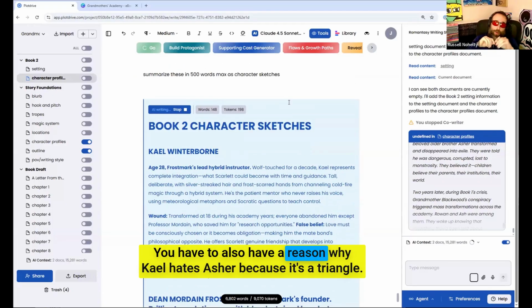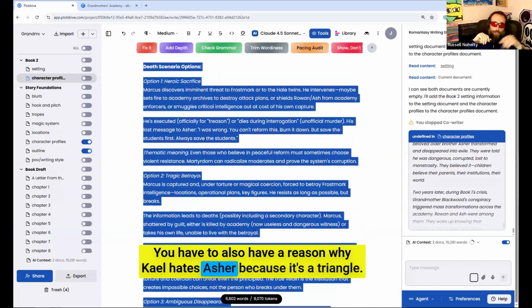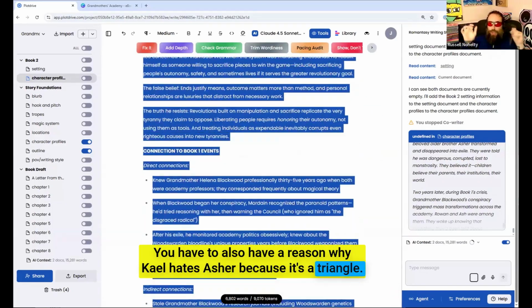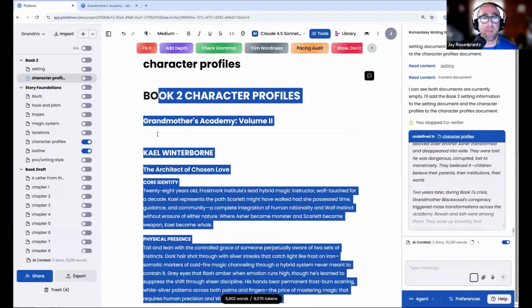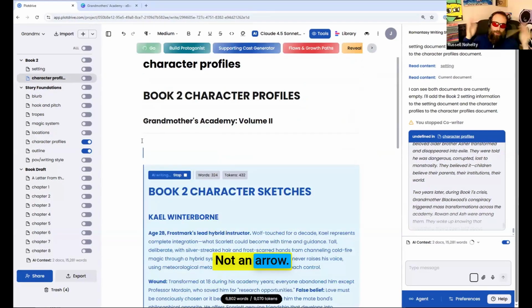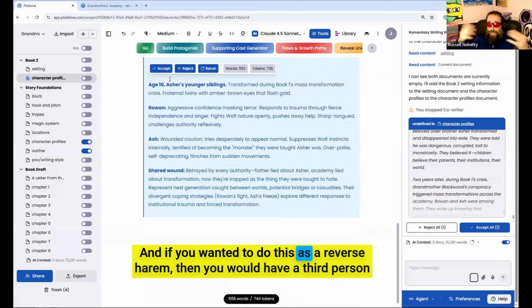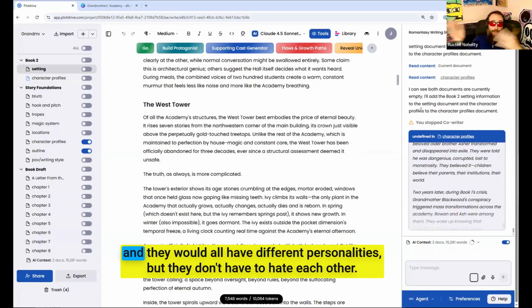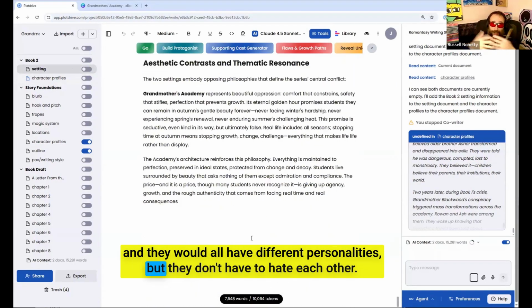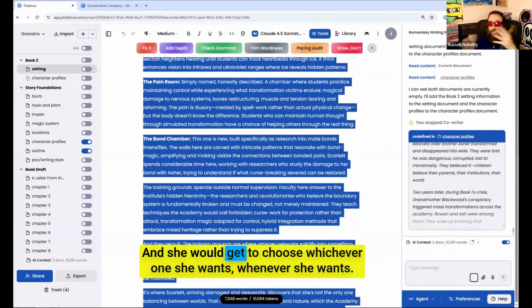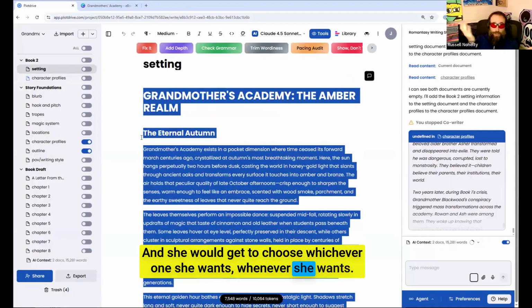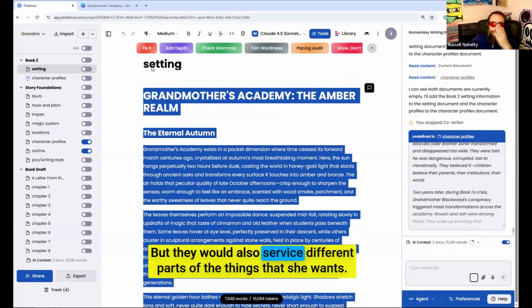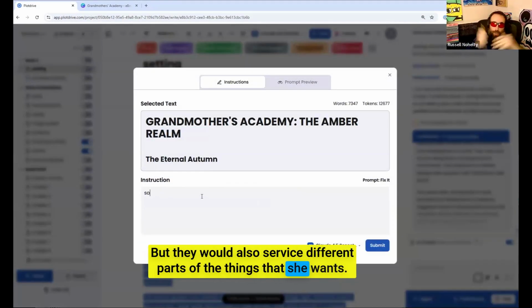You also have to have a reason why Kale hates Asher, because it's a triangle, not an arrow. And if you wanted to do this as a reverse harem, then you would have a third person, and they would all have different personalities, but they don't have to hate each other. She would get to choose whichever one she wants whenever she wants. But they would also service different parts of the things that she wants.